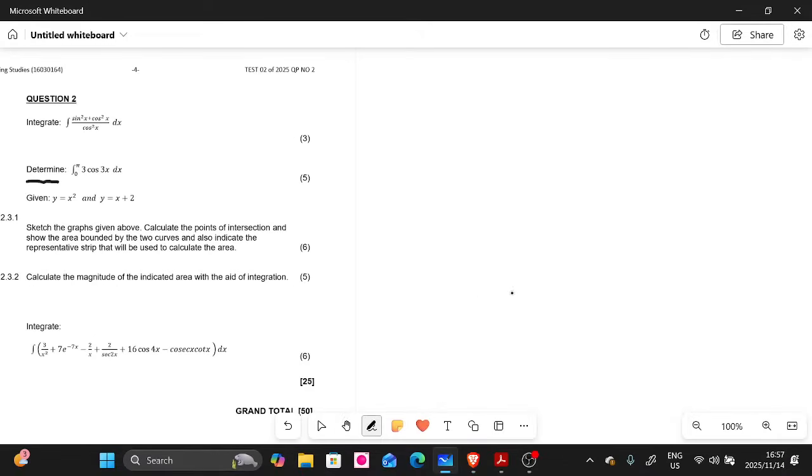Look, here's what we have, guys. We have sigma, right? And then we have pi, and then we have 0 there. And then we have 3 cos 3x, and then dx. So this is the question. And I say determine, determine.